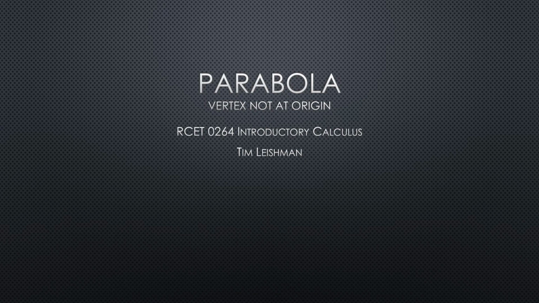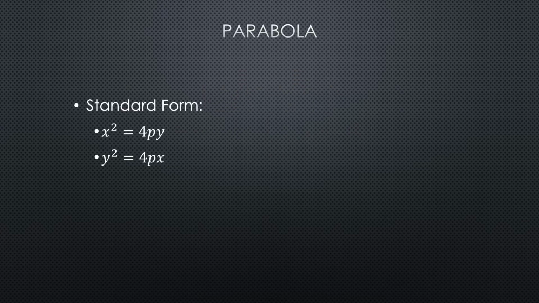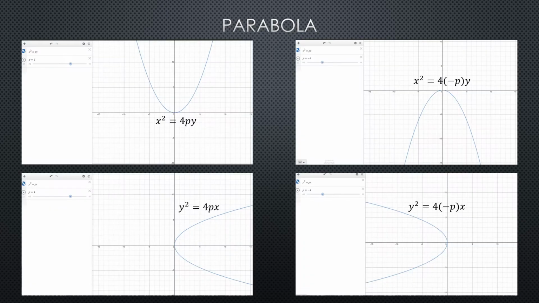Welcome to the parabola where the vertex is not at the origin. So to review, our standard form formula for a parabola is x squared equals 4py and y squared equals 4px. Now both those formulas imply that the vertex is at the origin. So here's the graphical review of the standard formula for the parabola where the vertex is located at the origin.